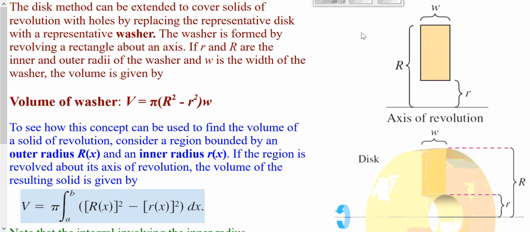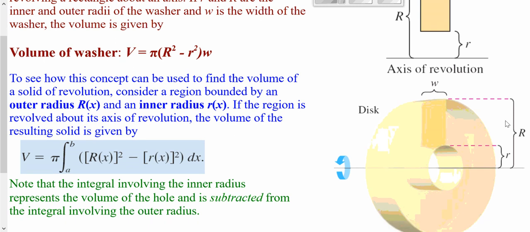Well, our disk method works great if the shape that we're revolving goes all the way to our axis of revolution. But if the shape we're revolving does not go all the way to the axis of revolution, it leaves us with a hole in the middle. So basically, if we take this shape over here and then we revolve it around our axis of revolution here, we end up getting a washer. In other words, this empty spot right here, when revolved, ends up being a hole in the middle of our disk, so it ends up being a washer.